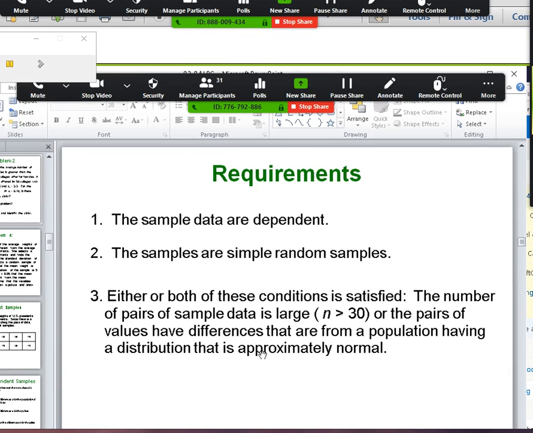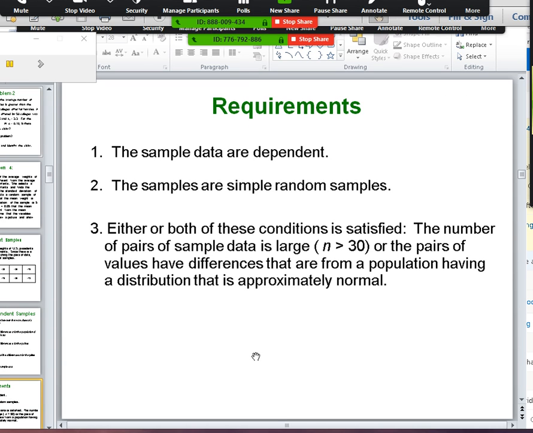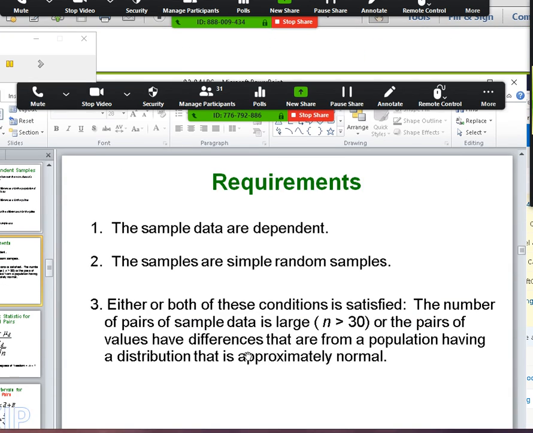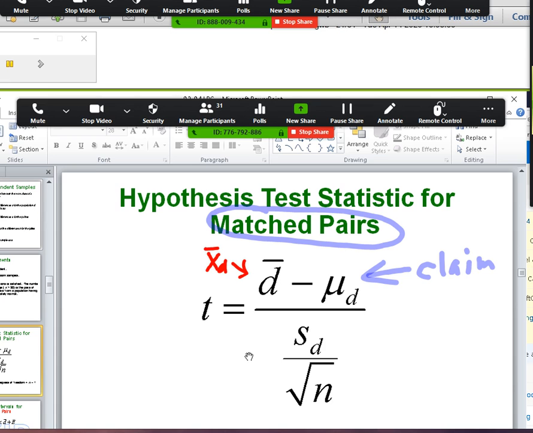Okay. Basic requirements. The sample data are dependent. In other words, they're matched up, these little pairs. They're simple random samples, and either you have a sample size of 30 or more, or they are approximately normal. Ours are always going to be approximately normal.